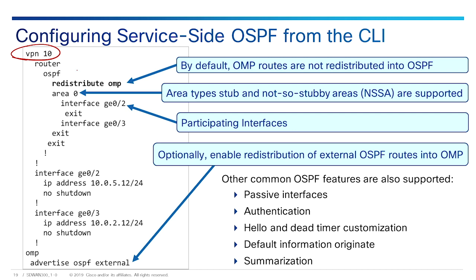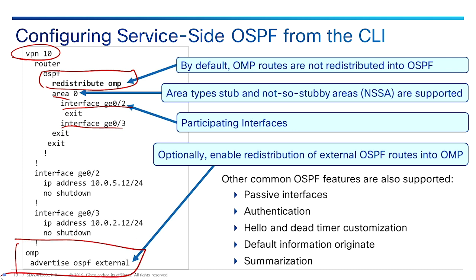Instead of router OSPF 100, it'll be router then OSPF. So we're telling it that we want routes from OMP to be redistributed into OSPF. We're specifying our area 0 and what interfaces. So these two interfaces are going to be in area 0. We're exiting out. We're no shutting our interfaces. And then on OMP, we're advertising our OSPF routes to it. Okay? This way we basically have mutual redistribution, which is always a great idea.